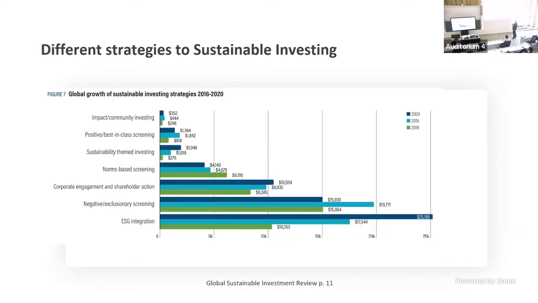And if we look at the general different strategies to sustainable investing, you see here on this graph, we have the dark blue numbers from 2020, the turquoise from 2018, and the green from 2016. So if we look at 2016 and 2018, you can see that indeed this negative or exclusionary screening was a dominant one here.